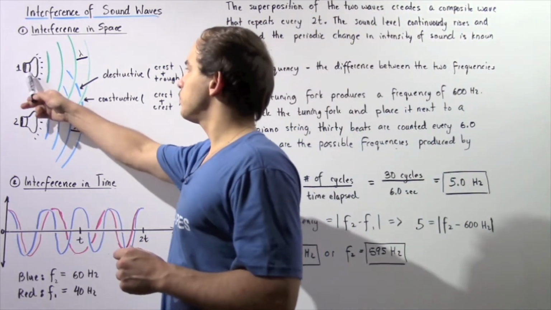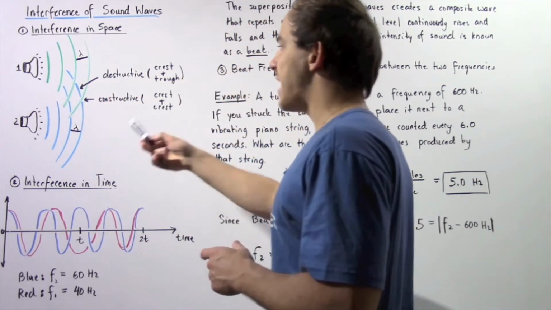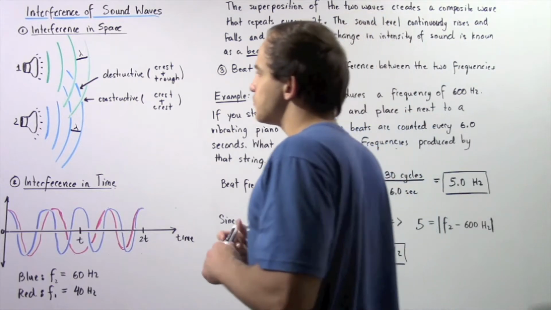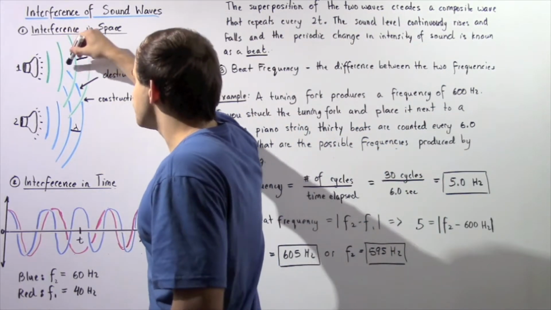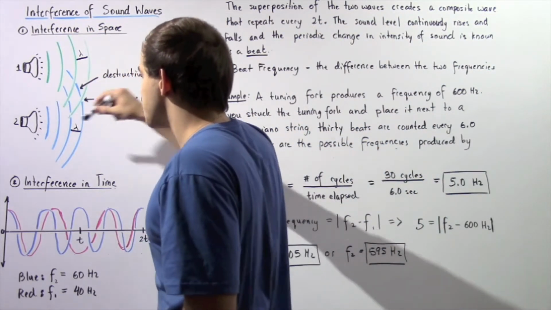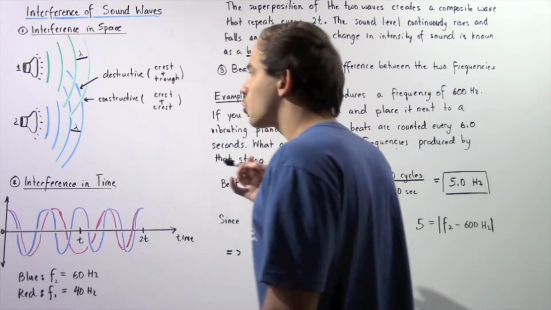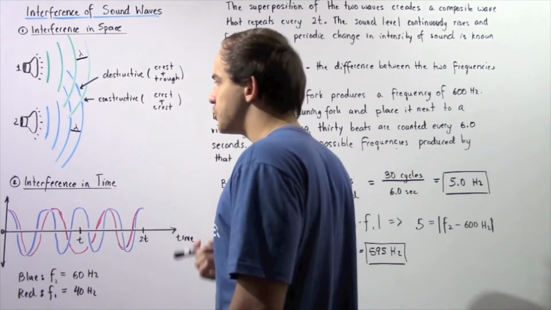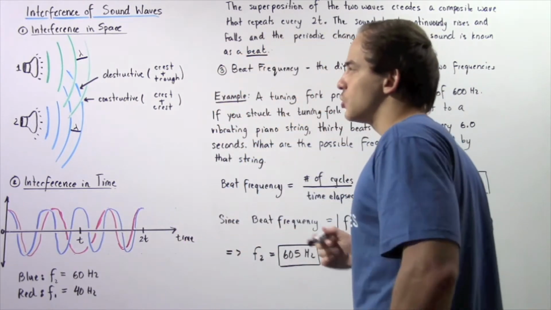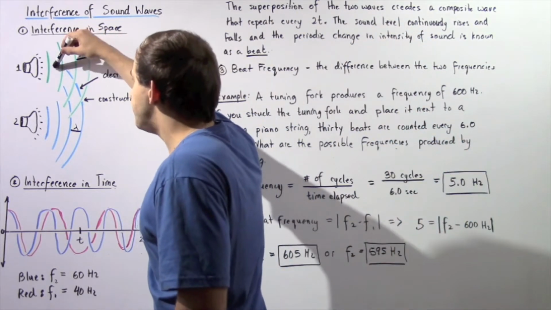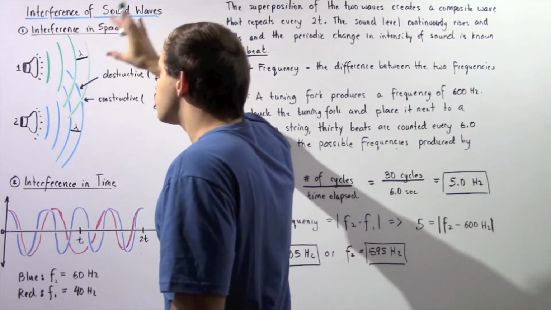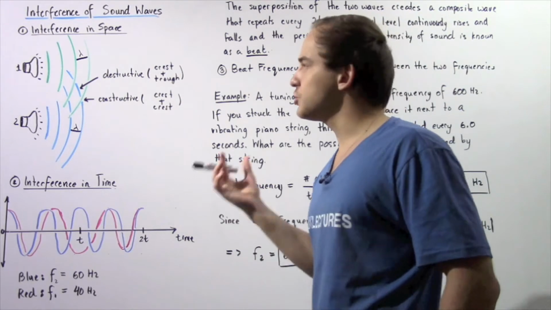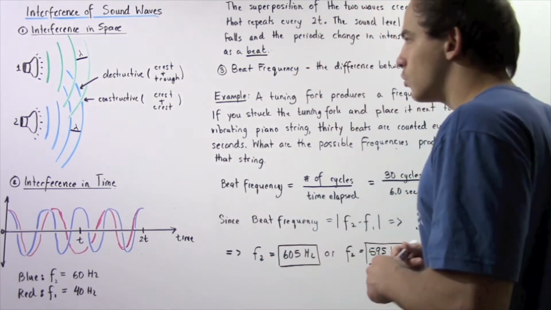So loudspeaker 1 produces the green sound waves and loudspeaker number 2 produces the blue sound waves. Now the green regions and the blue solid regions, solid lines, are the crests. Those regions correspond to the compression regions of our air molecules. And the regions in between the solid lines are the troughs. Those correspond to the region of expansion of the air molecules.